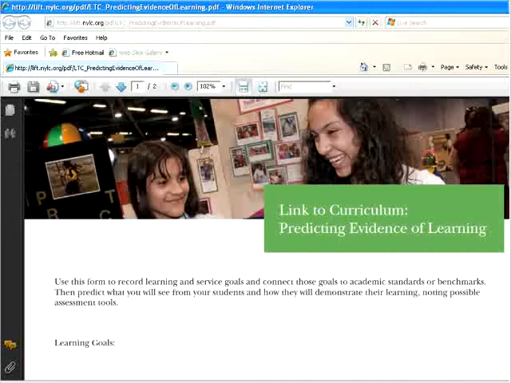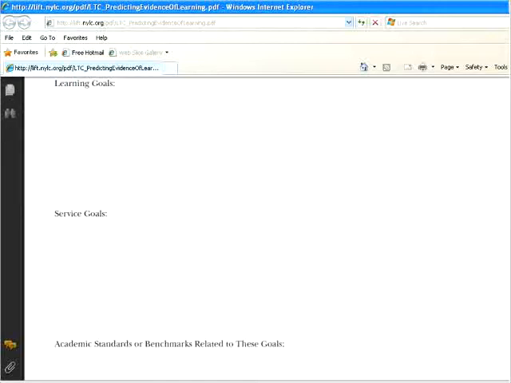Another downloadable resource available on LIFT is Predicting Evidence of Learning. One of the things that we recommend is really systematically sitting down and writing out your learning goals that go along with a service learning project. So looking at your learning goals, looking at your service goals, because you're going to have some goals for students that really address the service outcomes that you want to achieve with a project, and looking at the academic standards and benchmarks related to those goals. These will help you identify some of those.